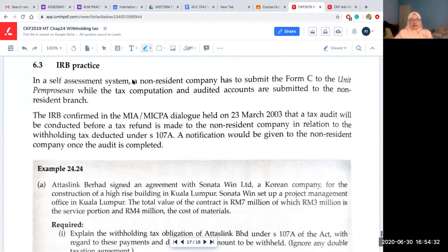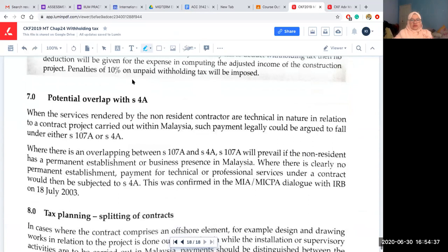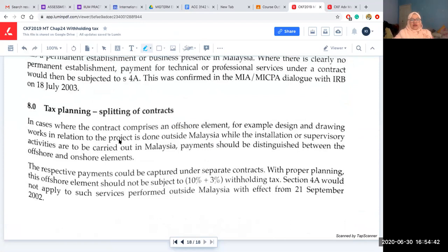Okay, tax planning. Okay, let's just see into this one. Is the last page, okay? Tax planning. Splitting of contract, talking about contract payment. Right, in cases where the contract comprises an offshore element, for example, design and drawing works in relation to the project is done outside Malaysia, while installation or supervisory activity are to be carried out in Malaysia, payment should be distinguished between the offshore and onshore elements. Right, the respective payment could be captured under separate contracts.